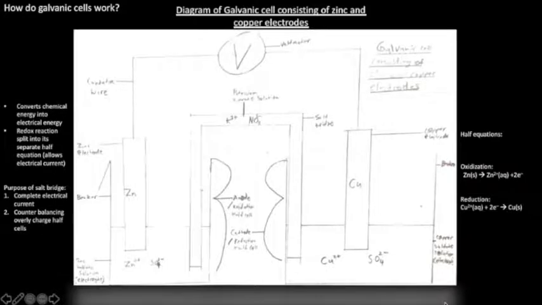For this galvanic cell, its redox reactions are split into two separate half equations. So for the anode, we have our oxidization reaction, which is zinc becomes a zinc positive 2 ion with the loss of 2 electrons. And then you got reduction here with the copper ion actually gaining 2 electrons to form solid copper.